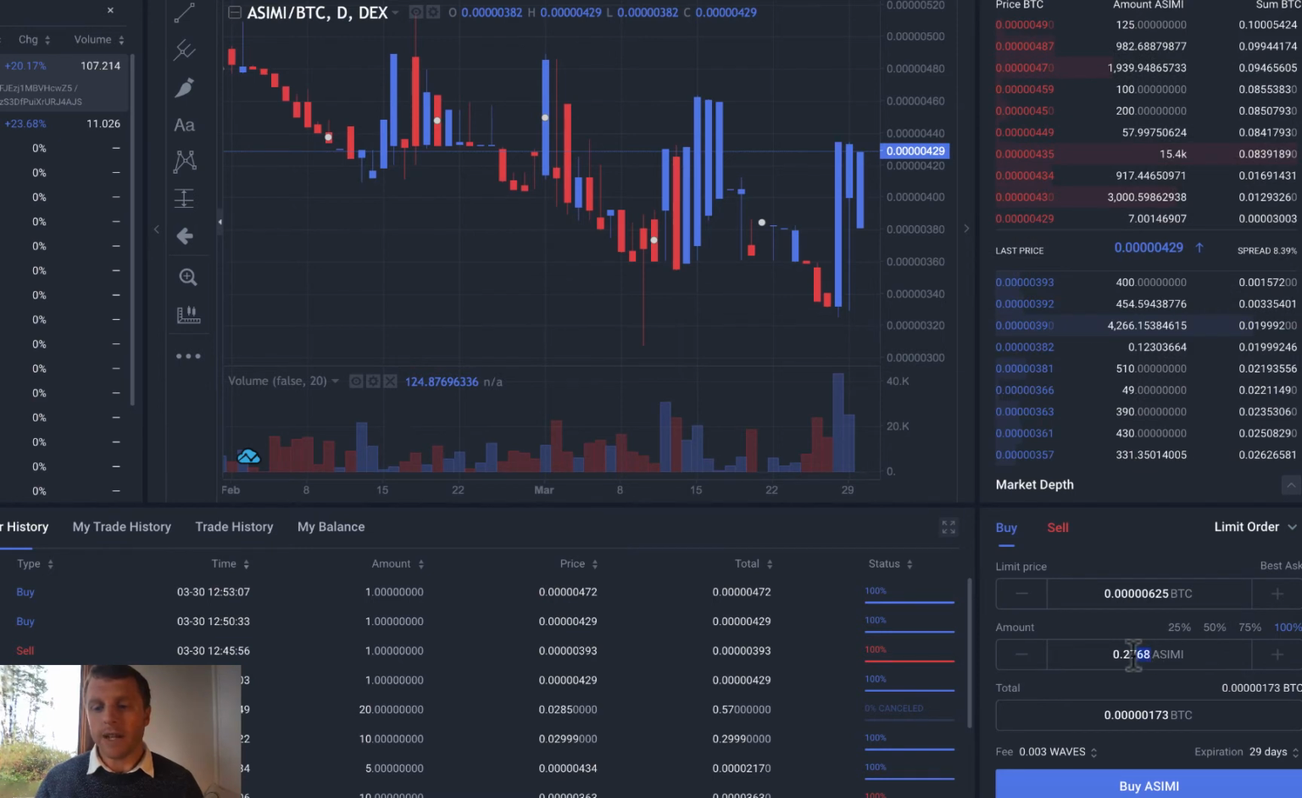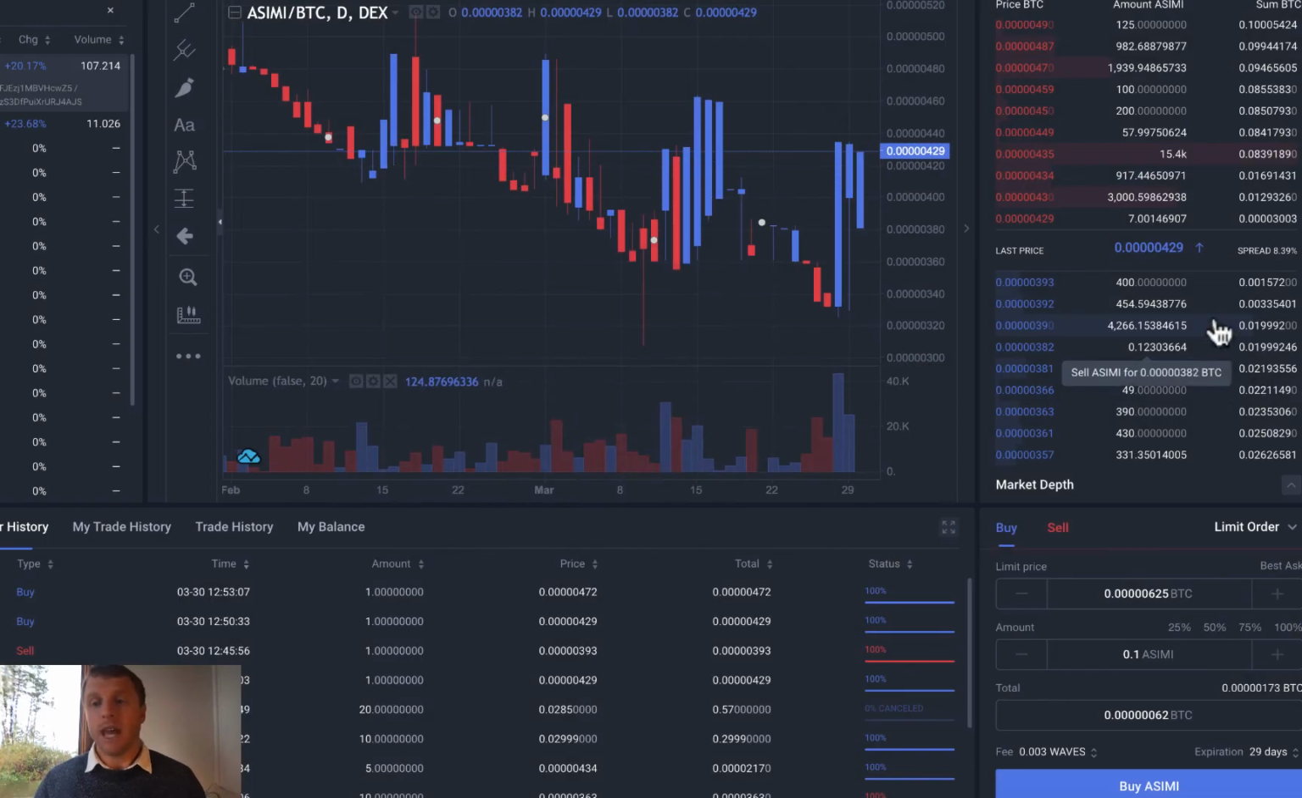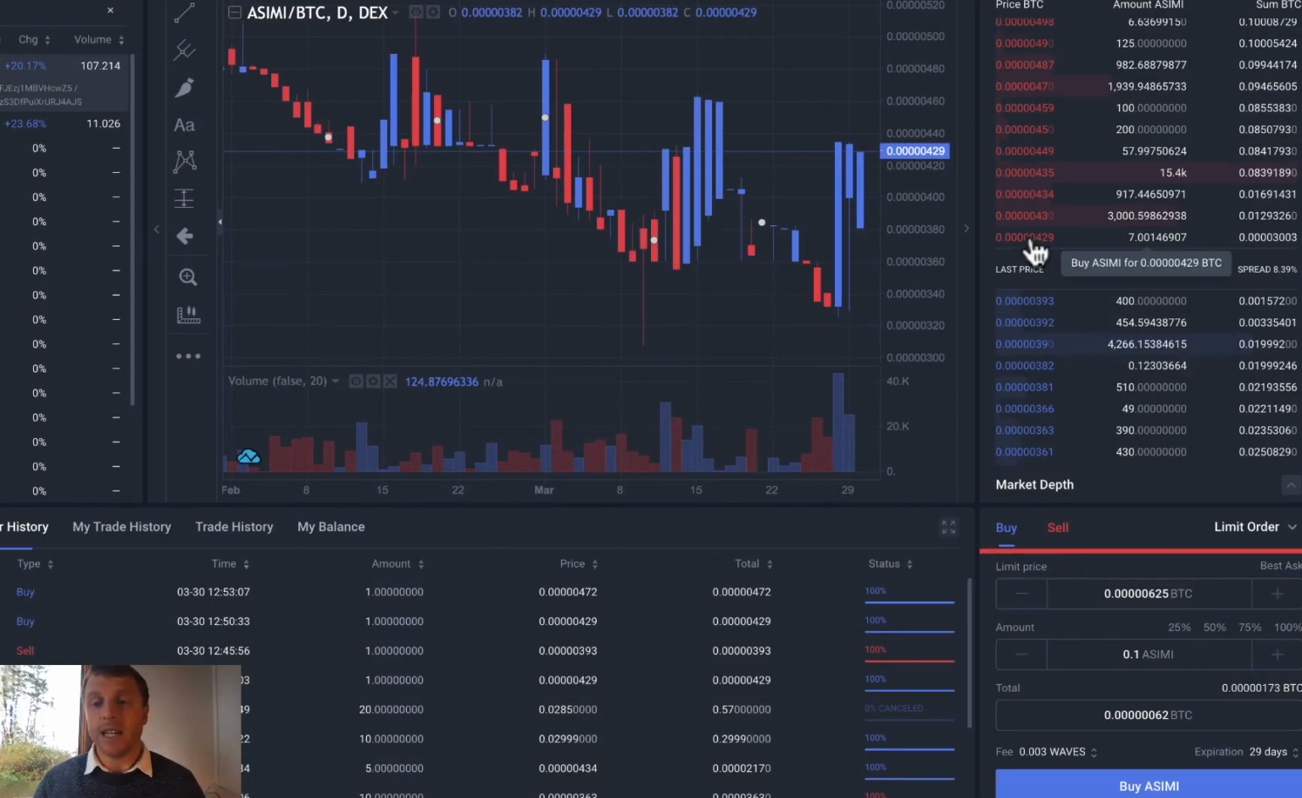And we'll try and buy one Asimi token, just in case you've made a mistake. Click on buy Asimi. You'll get a notice here that says your order price is 5% higher than the last market price. Do you want to place the order? So this is a good indication in case you've made a mistake. So you click on cancel, and the best thing we could do is actually start here, click on it.